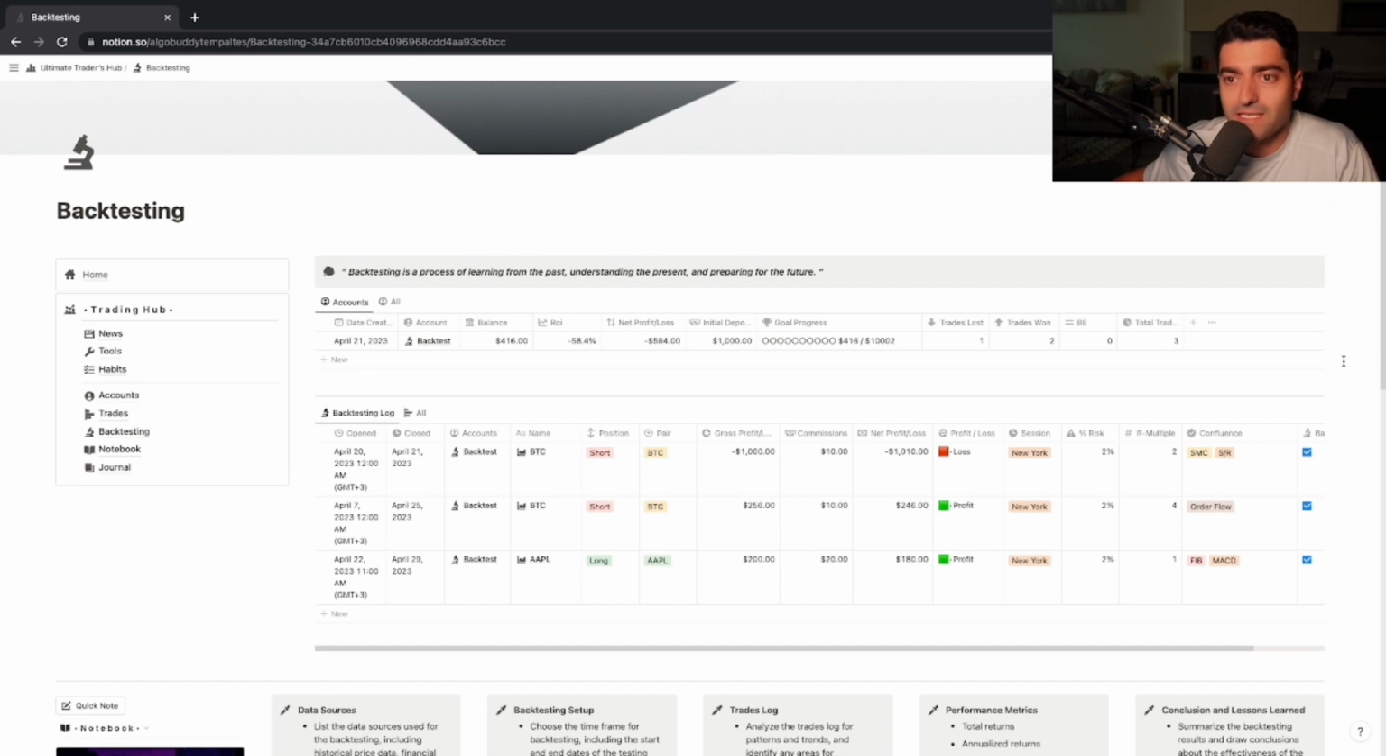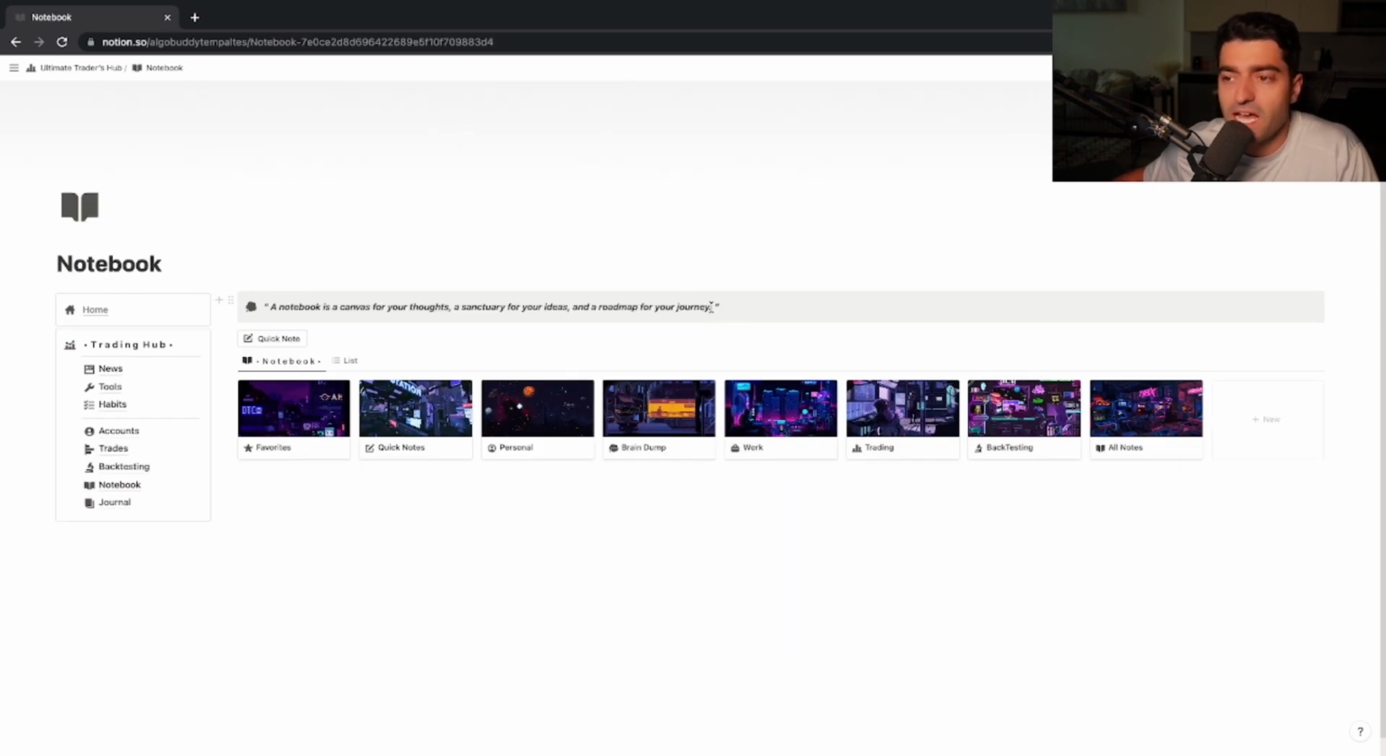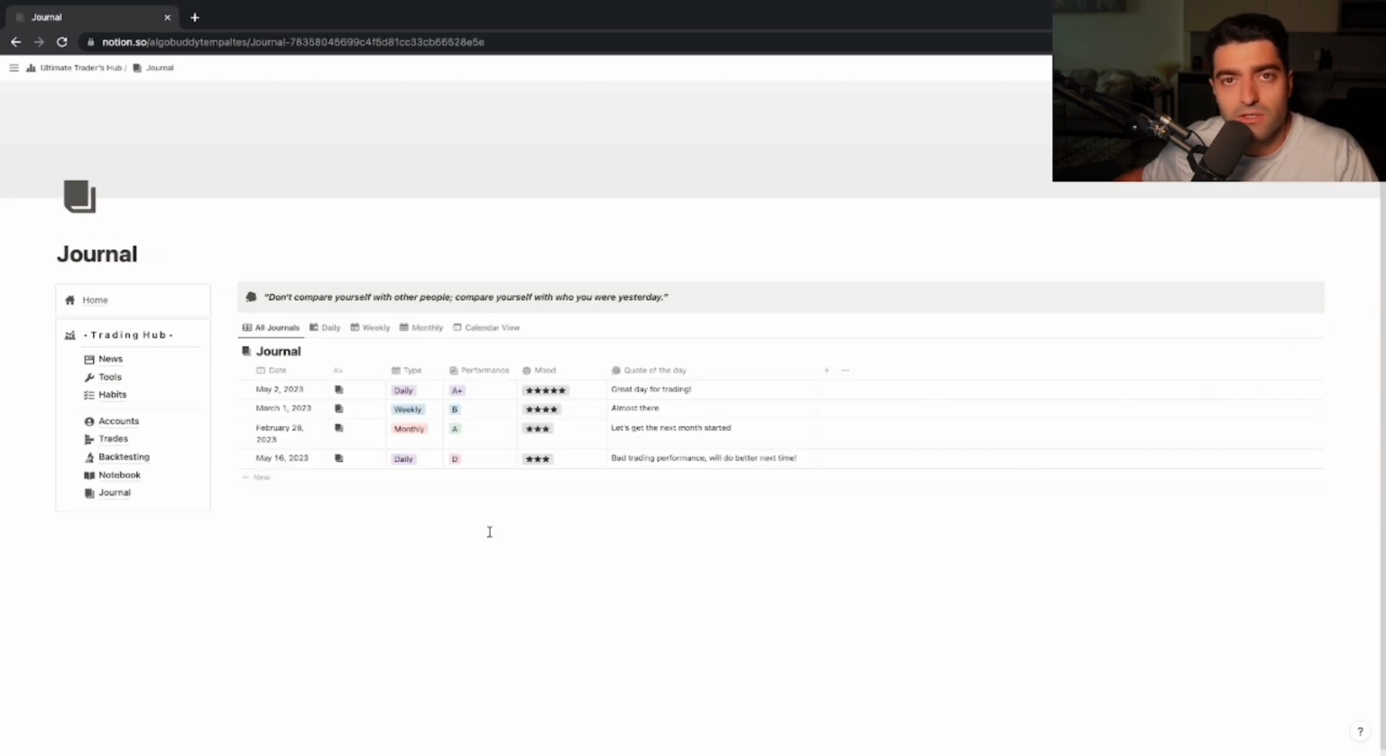And then this is the backtesting log, similar to the trading log, but it's just going to allow you to see how your trades are progressing and which strategies worked and which didn't. This is our Notebooks tab. This is just where you can jot down any thoughts. And then this is the Journal tab, just allows you to journal each day.